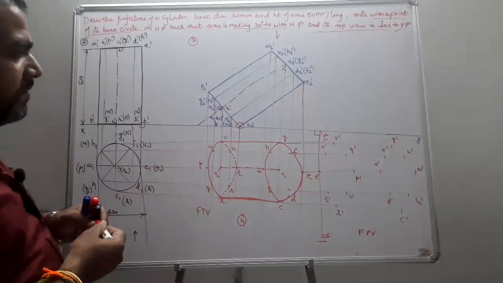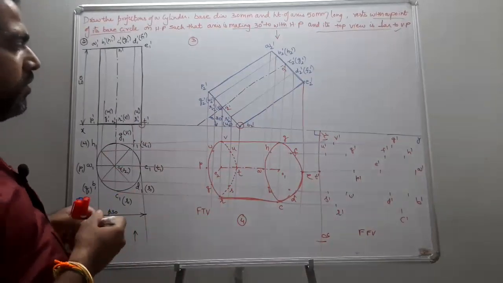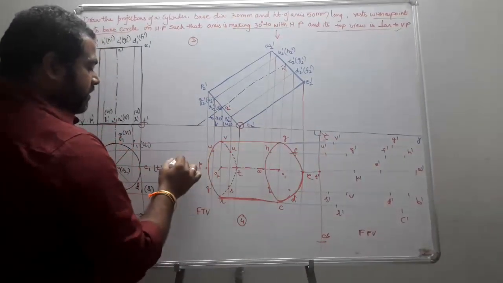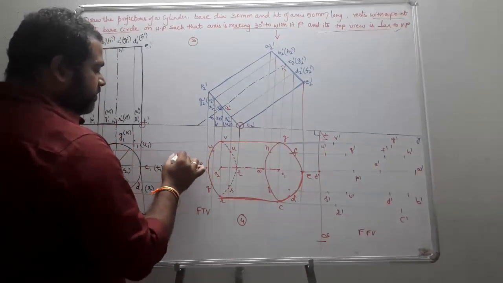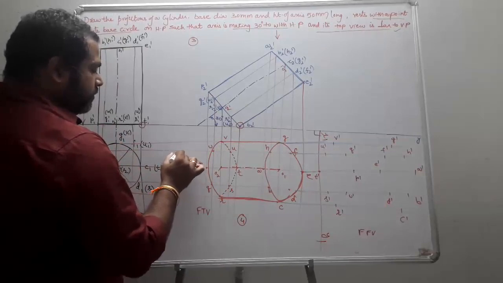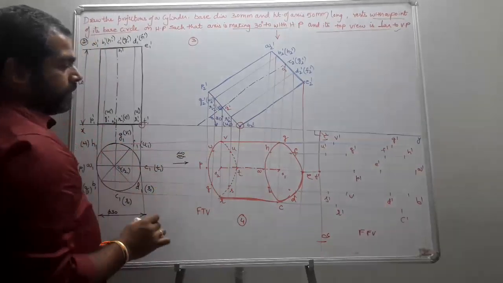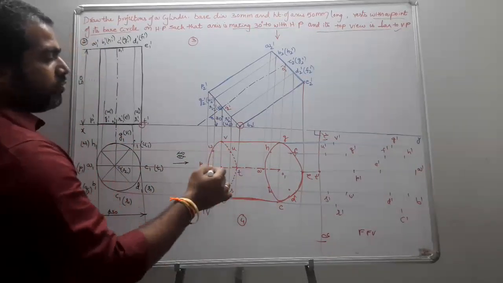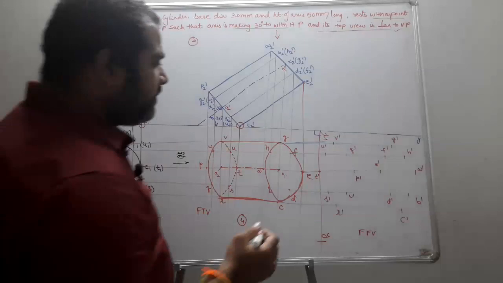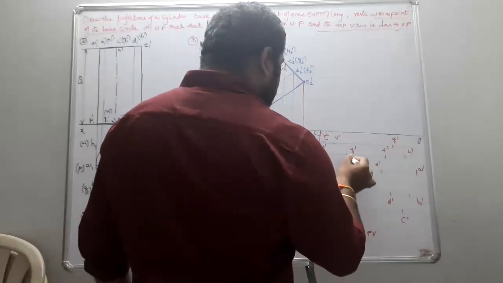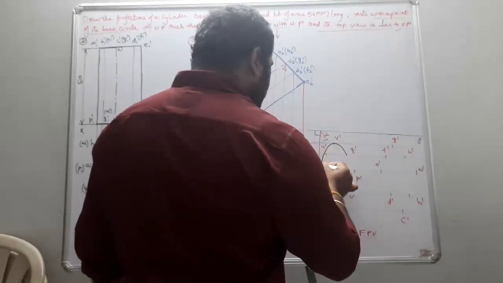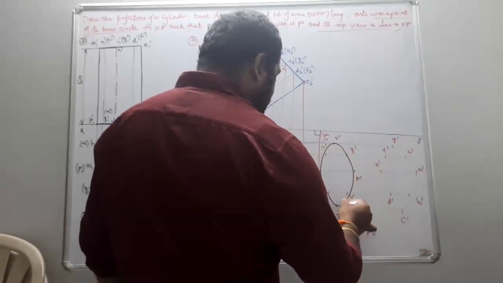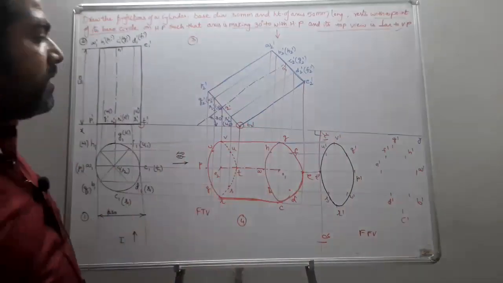For a new reference line, the observer position is always perpendicular to the new reference line. The observer is going to be watching in this manner. So then which base is completely visible? PQRS UVW is going to be completely visible. So this was completely visible.